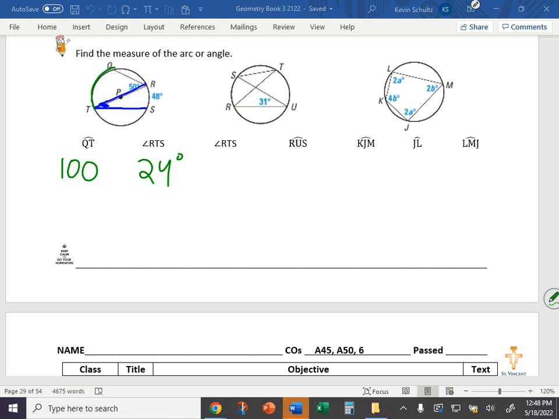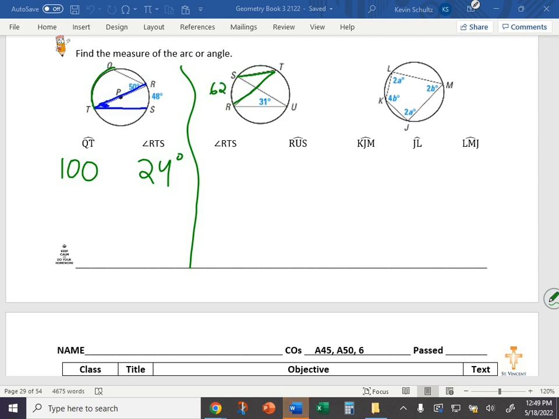Angle RTS. We're now on the second figure here. RTS goes from point R up to point T, over to point S. Look at what we know. Mackie, it's 31. How do you get that? Because 31 makes RS 62, and it also lines up with the other one.